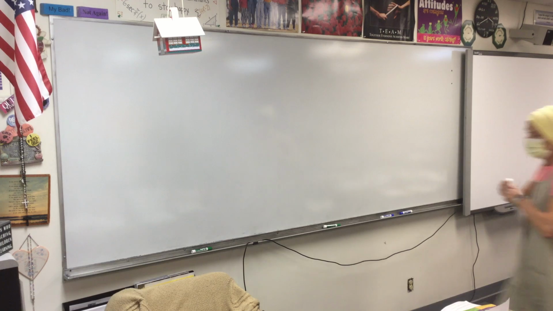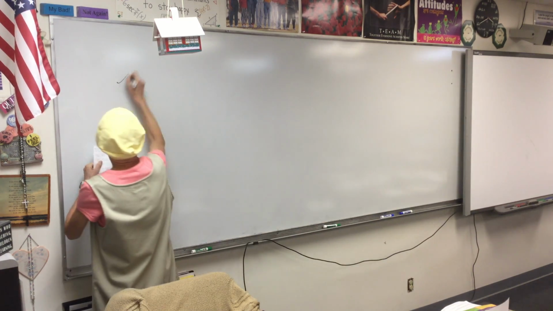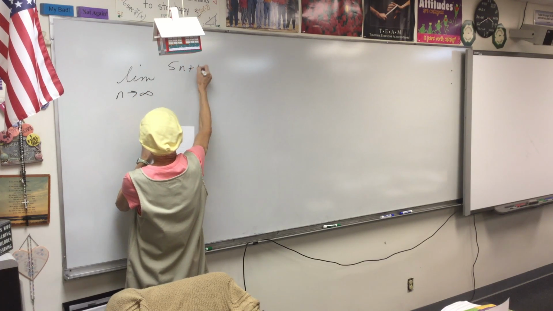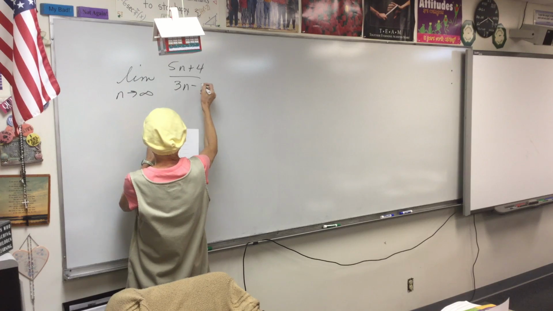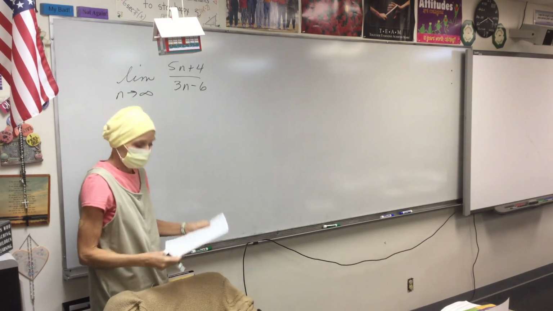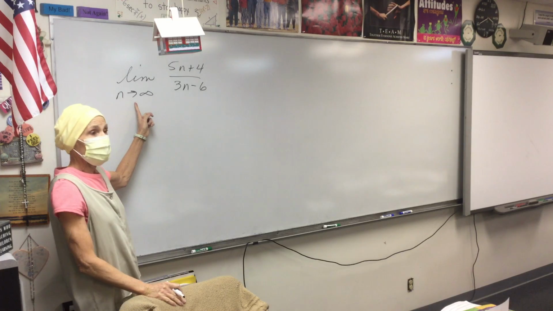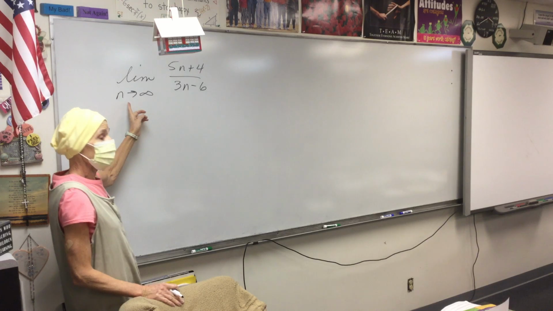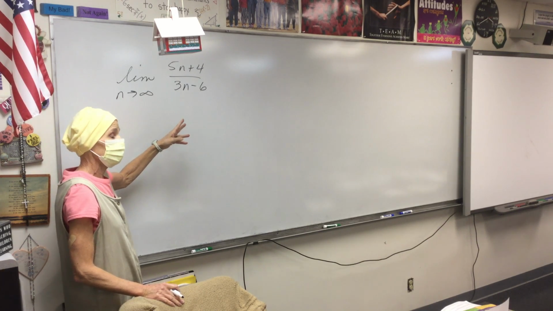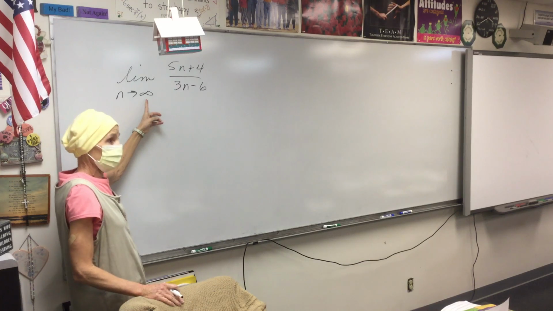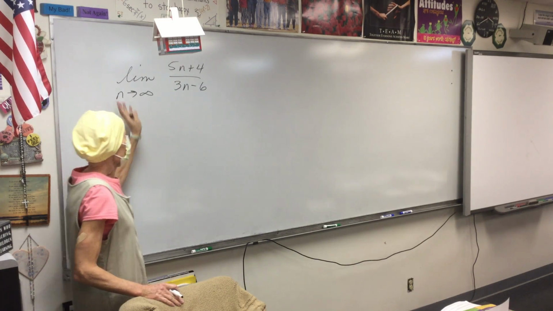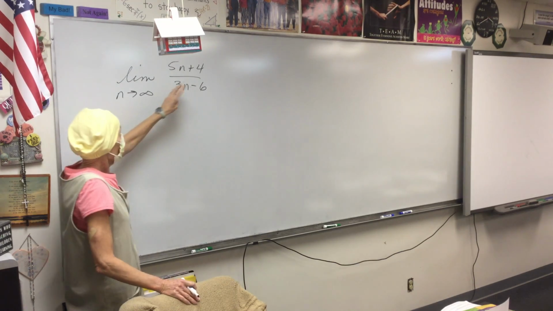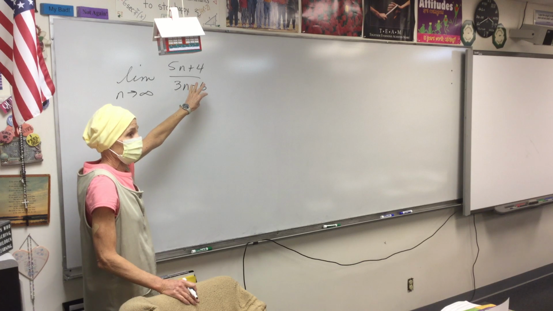I had you on your calculators, actually typing these in and figuring out what was happening as you let n get bigger and bigger and bigger. This says if you let n be numbers that are getting bigger and bigger and bigger, approaching infinity, like 1,000 and 2 million and 3 billion, what is happening to this fraction?